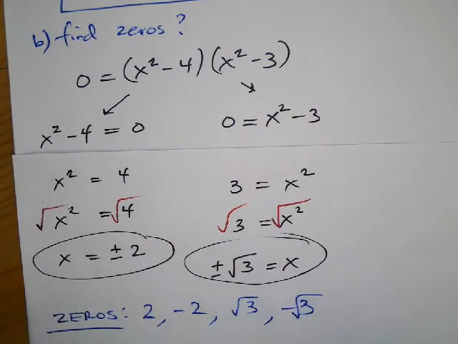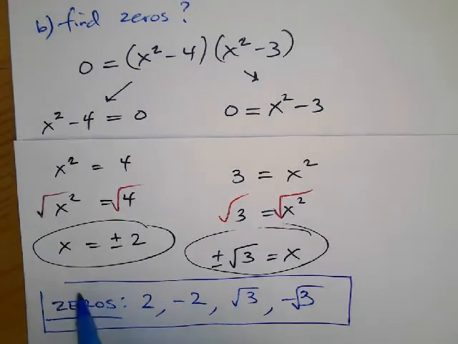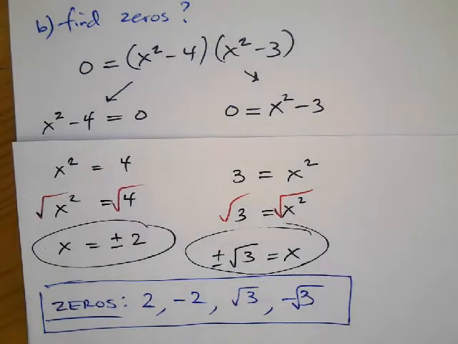All right, there's positive 2, negative 2, positive root 3, negative root 3. There's your zeros. That's number 1. That one's easy. Okay, let's do the second one.